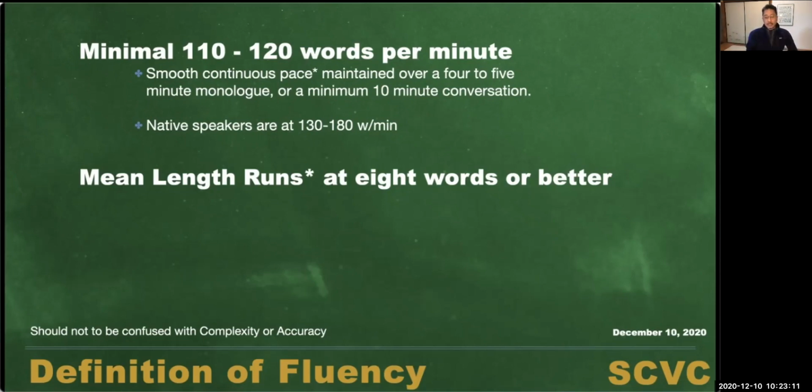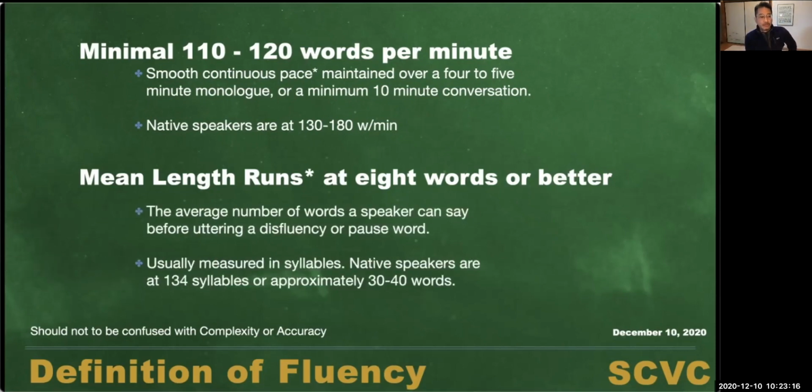Okay. Now, the second part of this is what's called a mean length run of 8 words or better. So I'll show you the definition of that. The idea of a mean length run is the number of words, although normally researchers measure it in syllables, but I make it easier for my students by saying words. Some words are a word like immunization, but you still fall in the general idea that a word is on average about 2.5 syllables. So I say to my students, 8 words or better.